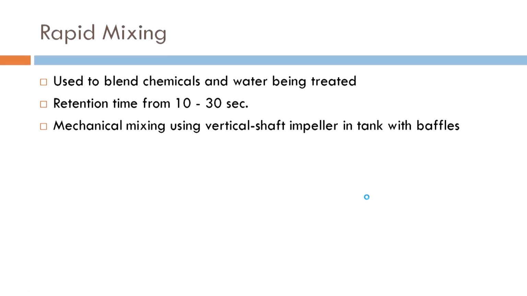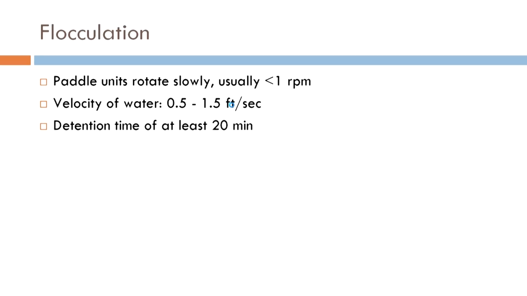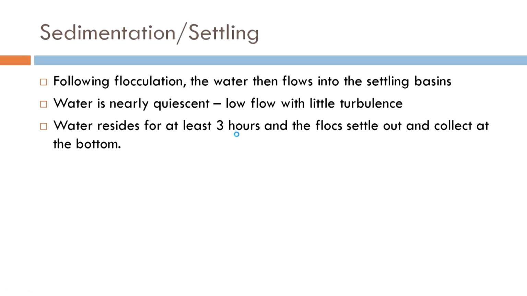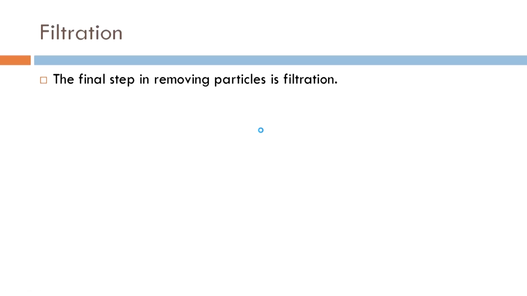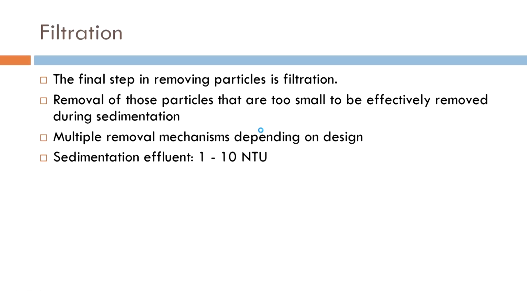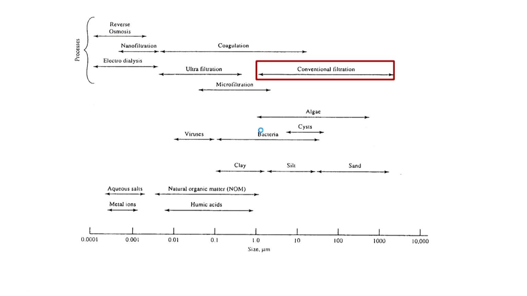And then rapid mixing, typical time only 10 to 30 seconds. Then flocculation, typical time 20 minutes at least, with gentle mixing. Then sedimentation, where you want them to settle, and the time here is around 3 hours. Then you filter the water to remove any smaller particles that cannot be removed by sedimentation. With conventional filtration, we are able to remove algae, cysts, quite a few bacteria, silt and sand.